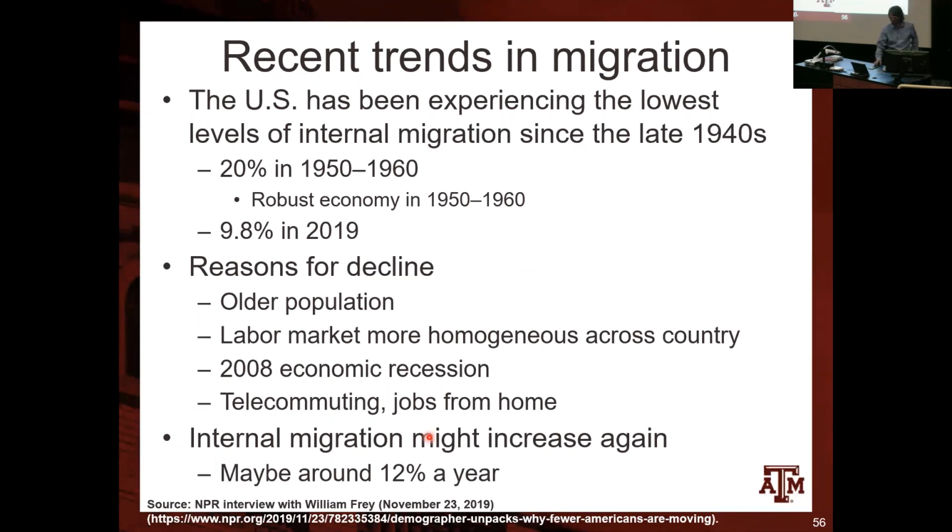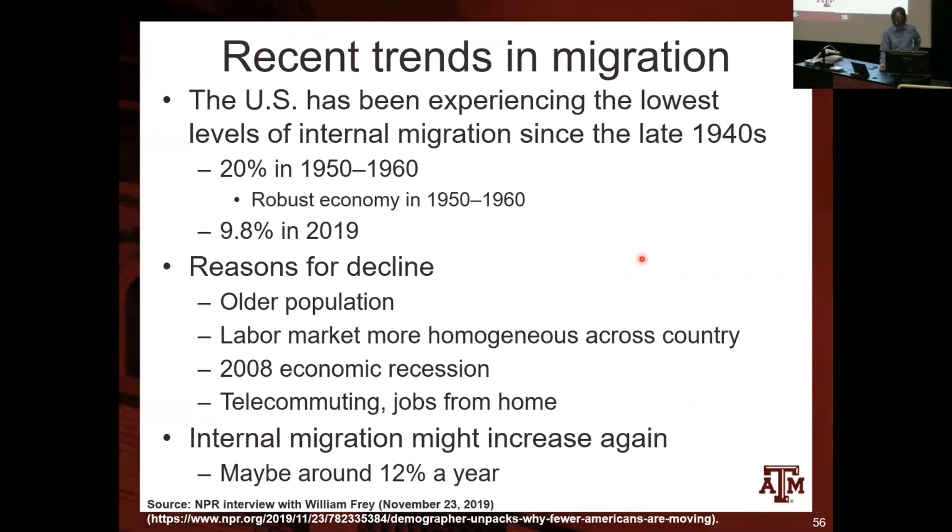And this slide here is pretty much a summary of the short interview with demographer William Frey, a major demographer in the US that deals a lot with changes in race, ethnicity, composition in the country, and also migration. And this link here is available on our course website.